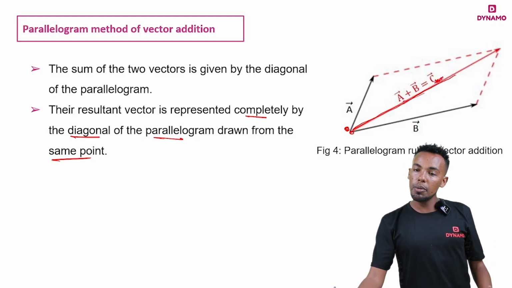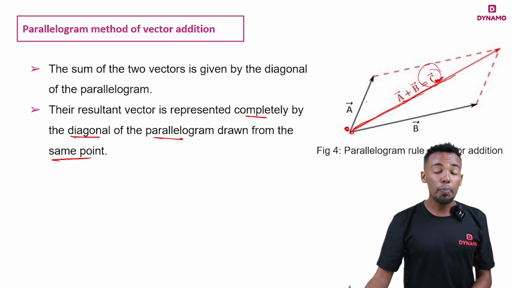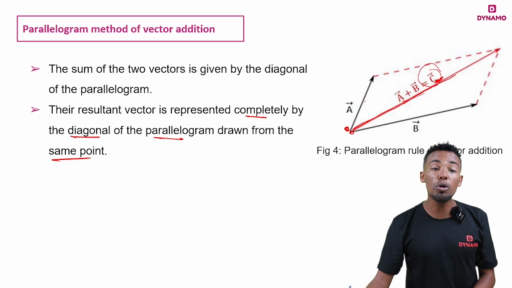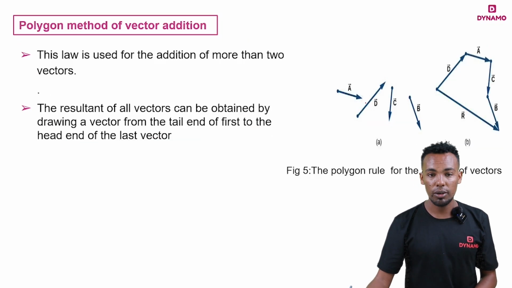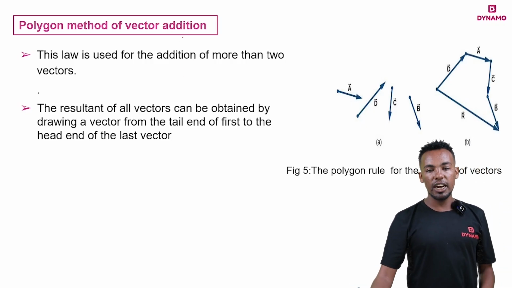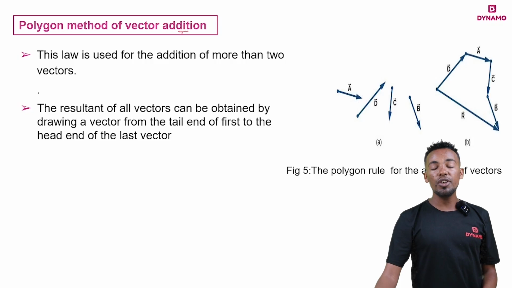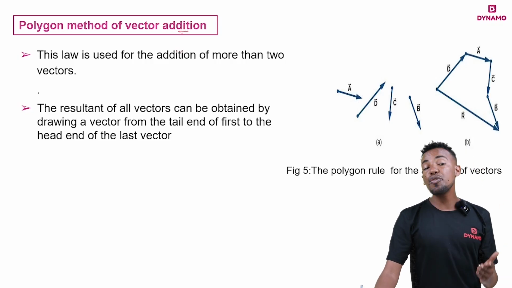So vector A plus vector B is this diagonal vector. This is the parallelogram method of vector addition, or the parallelogram rule of vector addition. The other one is the polygon method of vector addition. This polygon method of vector addition is the same as the triangle method. But what is the different one?